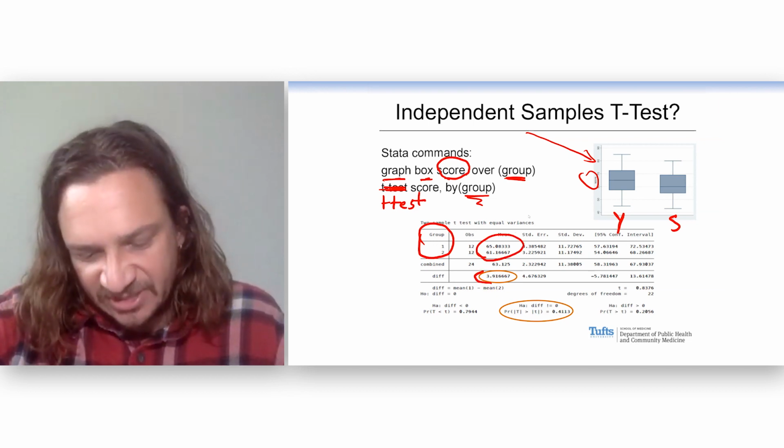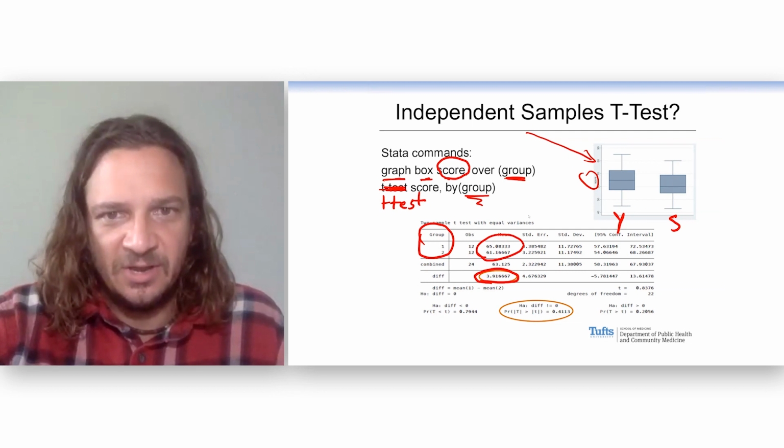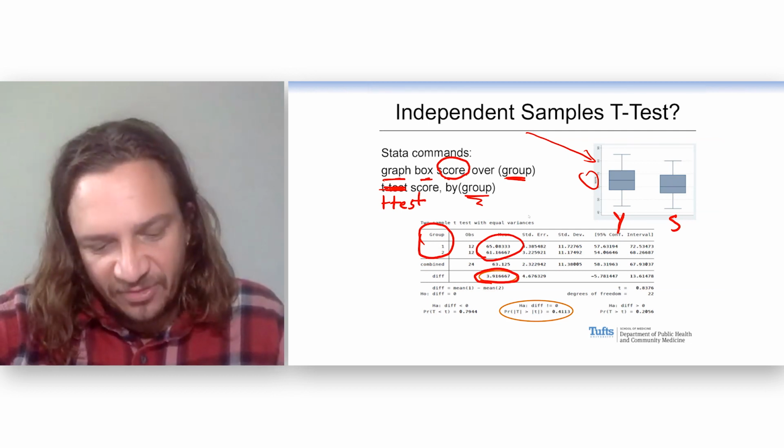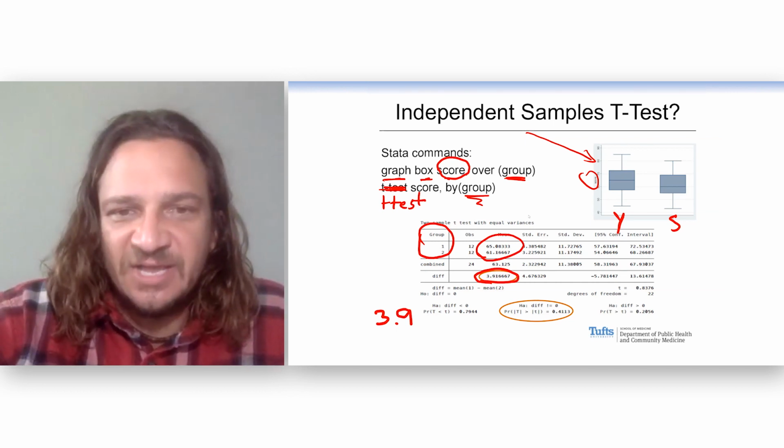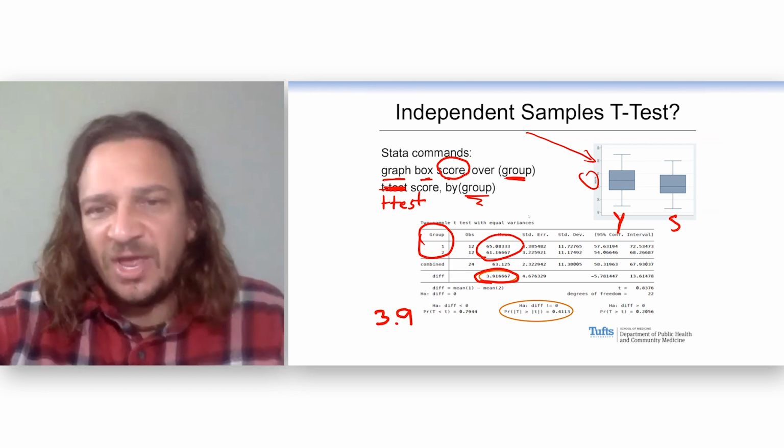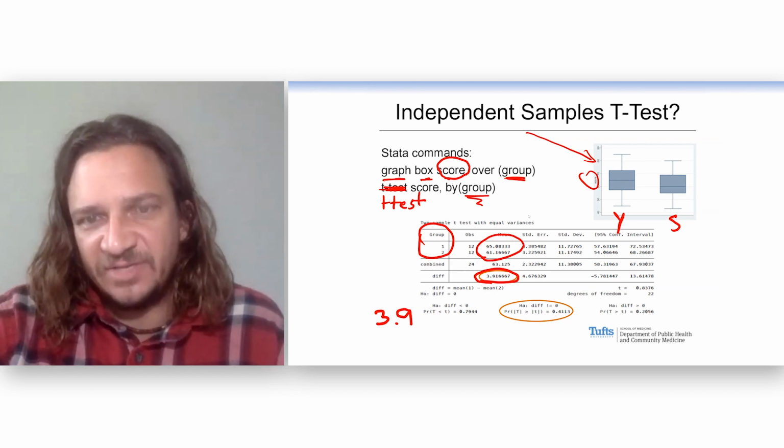Here's the difference in the means. Take out a sheet of paper and write that down. 3.9. 3.9 is the difference in the means. And we can look at the confidence interval for that difference in means.